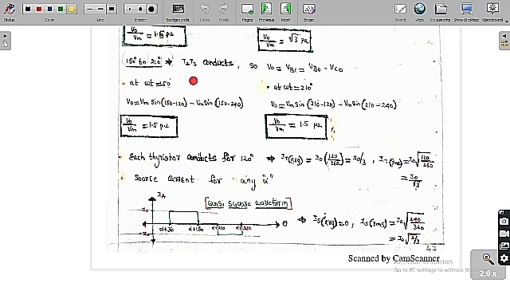So from the graph you can see T2 and T3 are going to conduct. Therefore, whenever T2 and T3 conduct, simply we can say that V0 is equal to VBC, which is VB0 minus VC0.